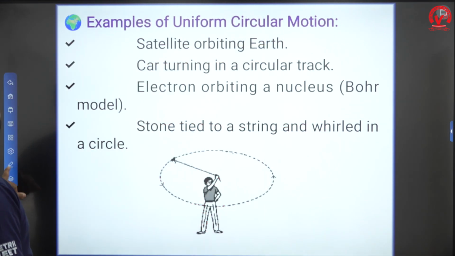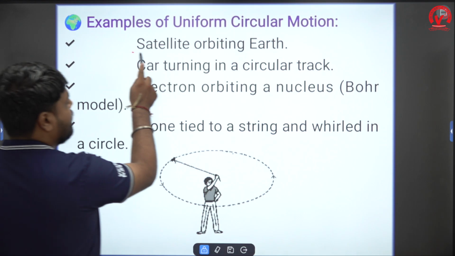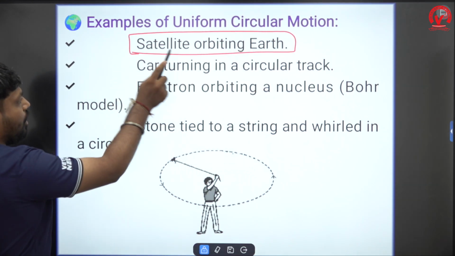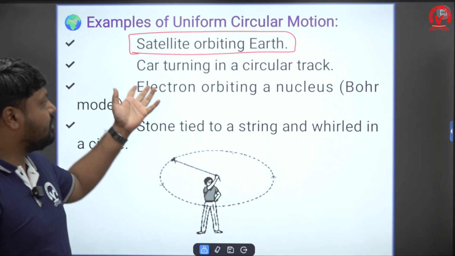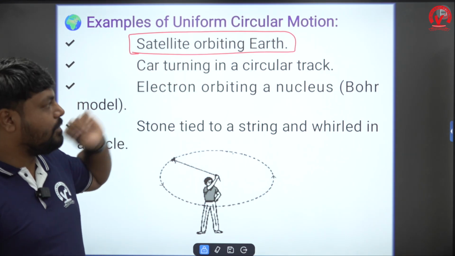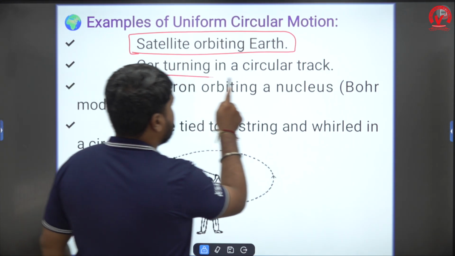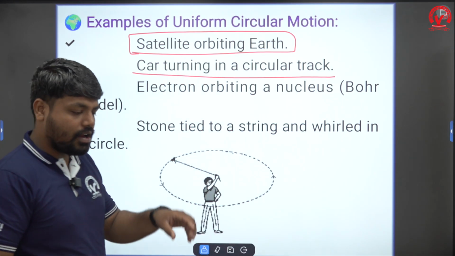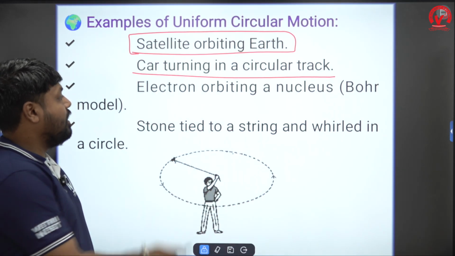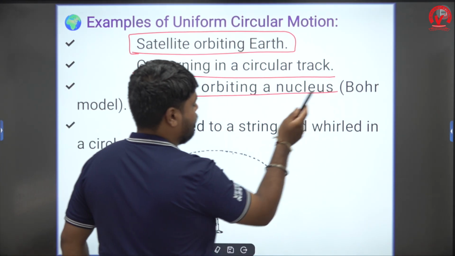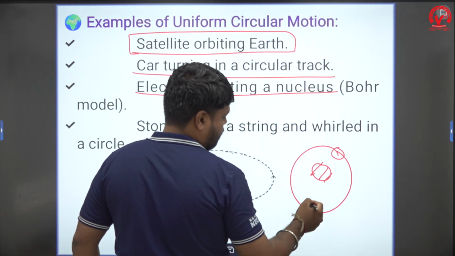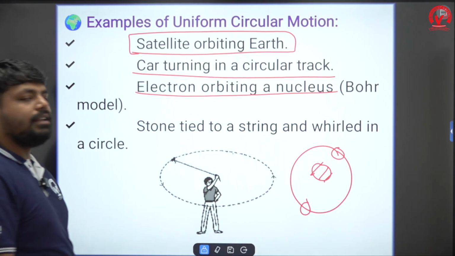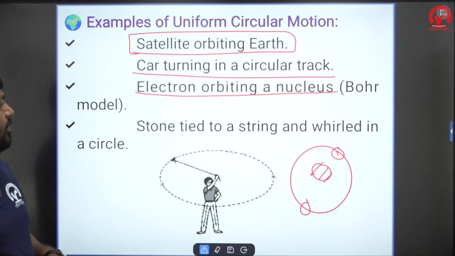Some examples of uniform circular motion: a satellite revolving around the earth, a satellite orbiting the earth. The moon also orbits the earth, right? These are all the best examples of uniform circular motion. A car turning on a circular track. Electrons orbiting the nucleus. So this is the nucleus and the electron is revolving around the nucleus, right? That's the best example of uniform circular motion.